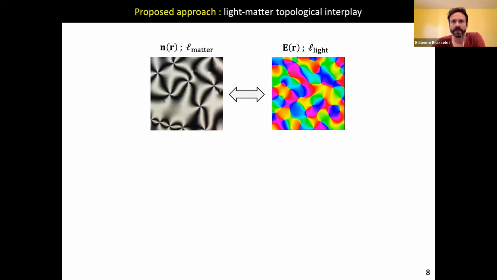The concept that we have pushed in the group for several years is simply to recognize that these two pictures share similarities. On the left, the liquid crystal picture you have already seen before. On the right, a phase profile of a random field that you have already seen before. The analogy is very tempting: I can make a connection between the orientation, the inhomogeneity of an anisotropic material, and its topological charge with respect to the electric field of light and the topological features it can be endowed with.